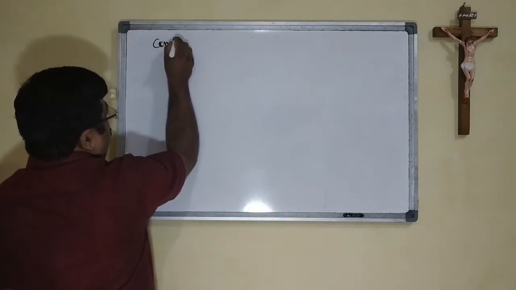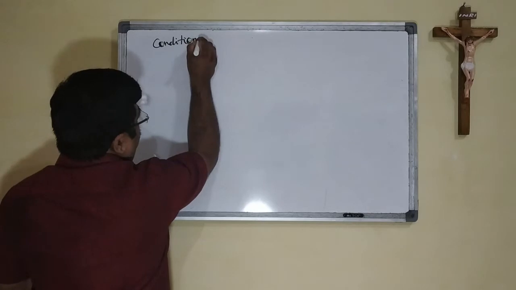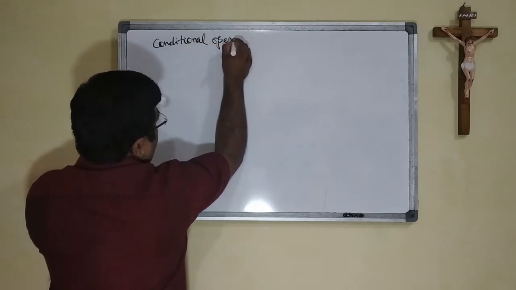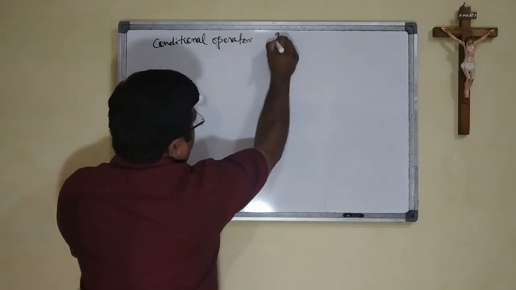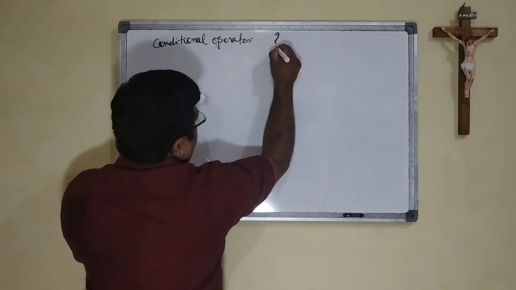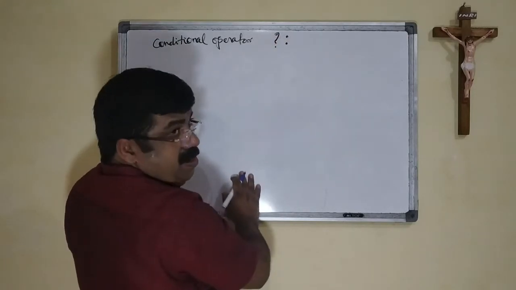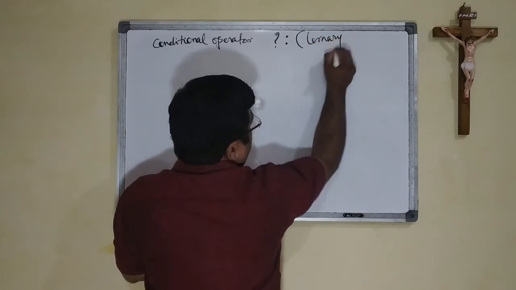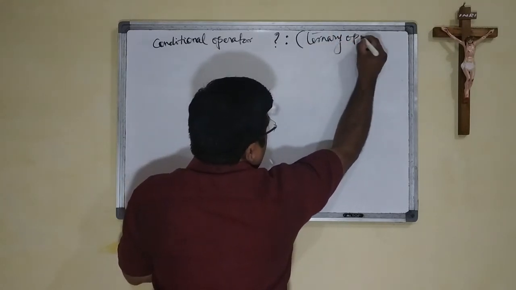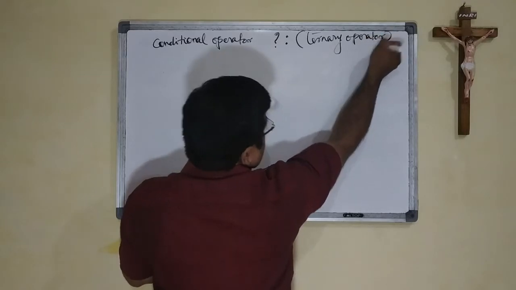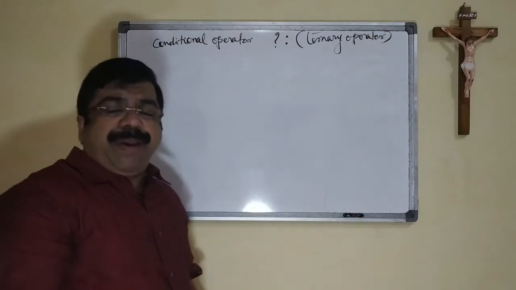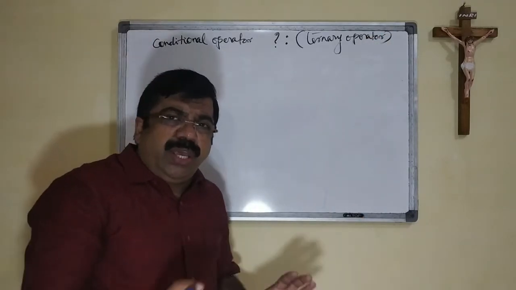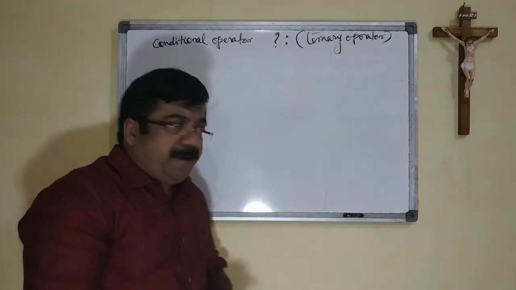Our conditional operator is given with the question mark and the colon. This is a type of ternary operator because it needs three operands. Let us see the syntax of that.